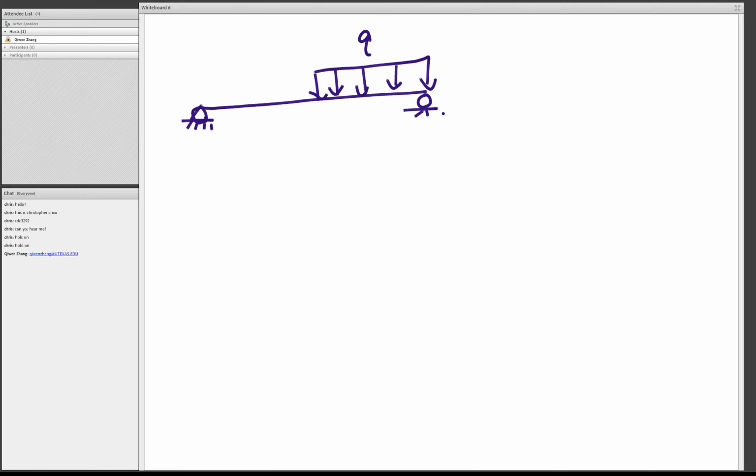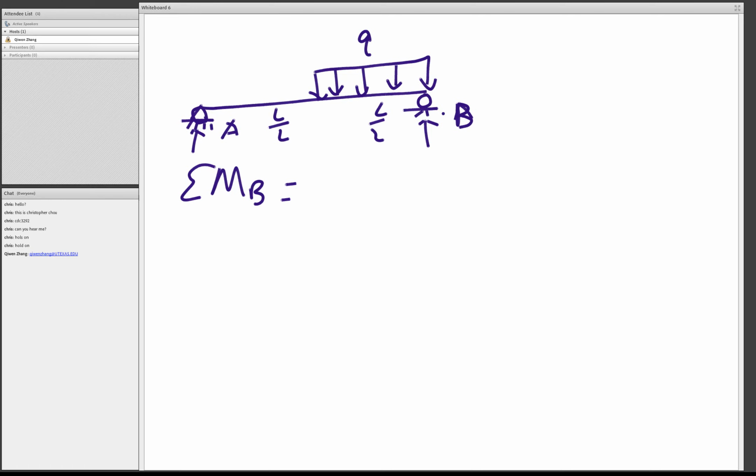The first thing we need to do is to find out the reaction force on both sides. To do that, we can sum the moment about one point. So let's say we are summing the moment at point B. Then we have, let's say, this is L over 2, and this is L over 2.